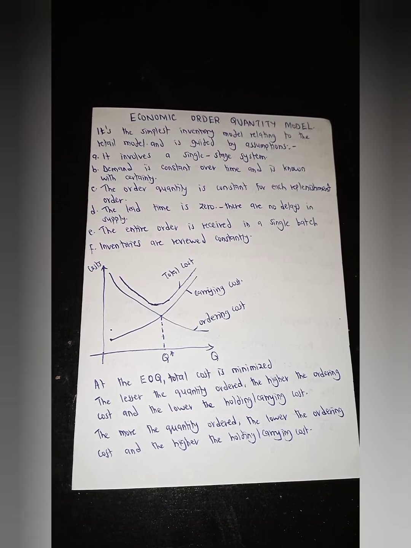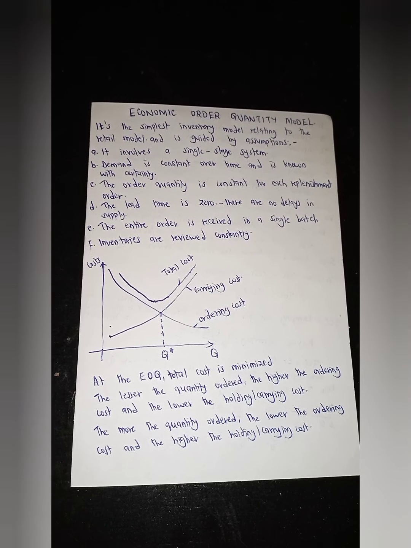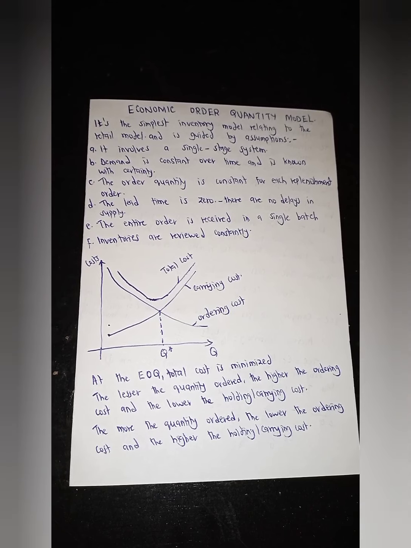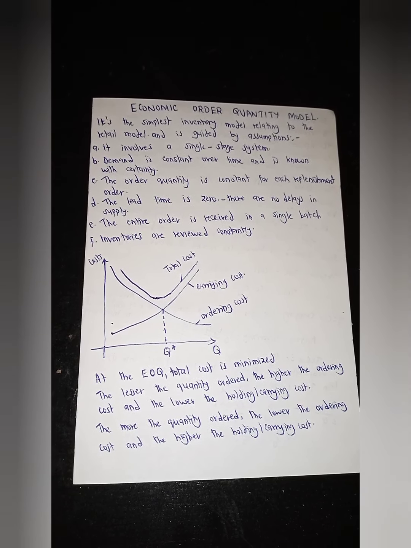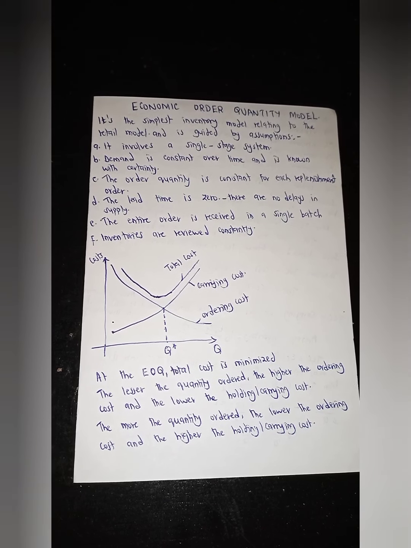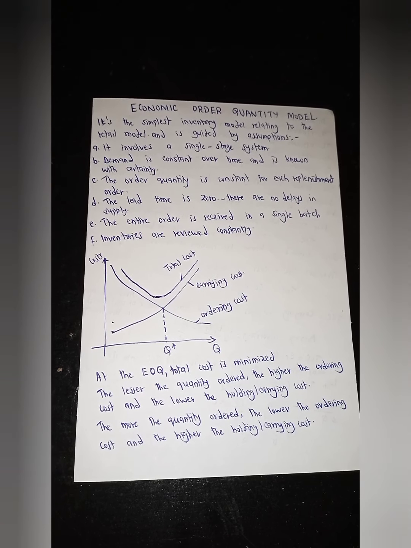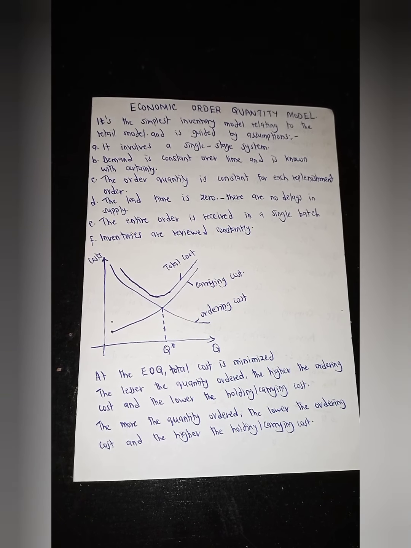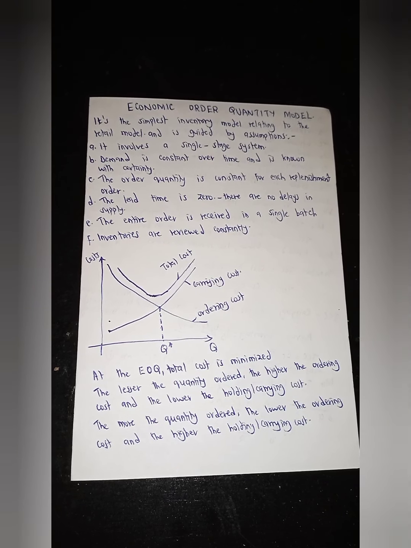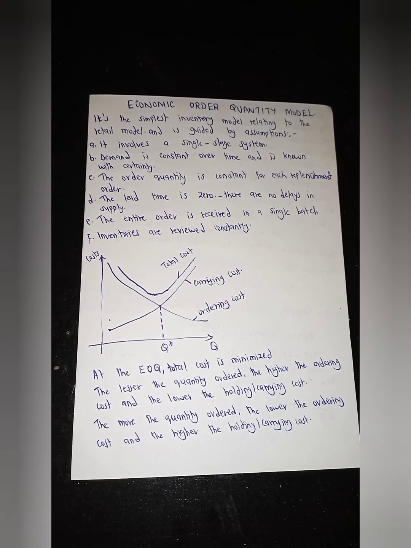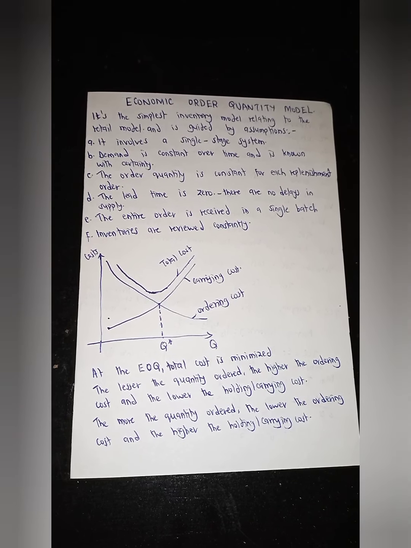The EOQ, or rather the Economic Order Quantity Model, is the simplest model relating to the retail model, and it is guided by a few assumptions. Number one, it involves a single stage system. The second one, demand is constant over time and is known with certainty. The third one, the order quantity is constant for each replenishment order. The fourth one, the lead time is zero. That is, there are no delays in supply. The fifth one, the entire order is received in a single batch. And the sixth one, inventories are reviewed constantly.